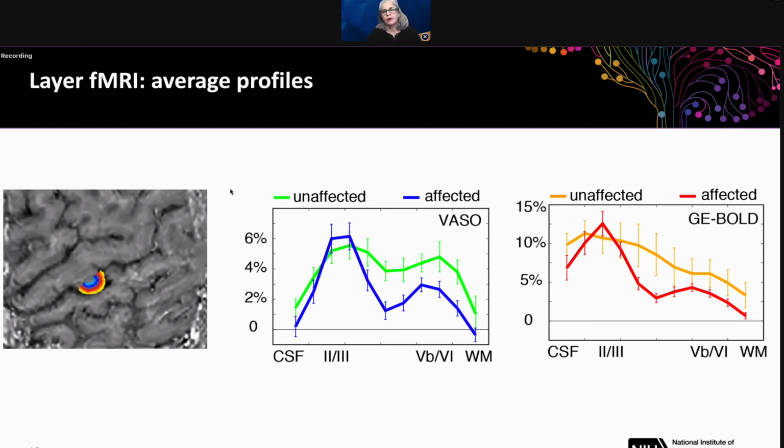What was very attractive as a result is that when we look at the layers, we do see differences. The unaffected hemisphere has two bumps, one in the superficial layers and then a second bump in the deeper layers. So the inputs and the outputs have their signal. However, when we look at the affected hemisphere, we see that the signal in the deeper layers is much lower, and this is very clear in the VASO signal.